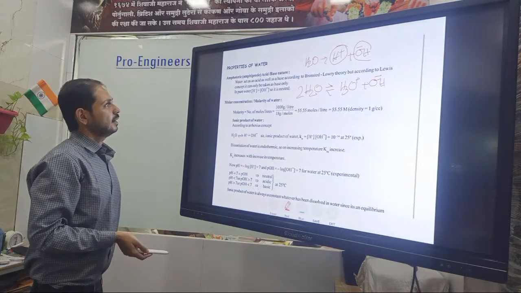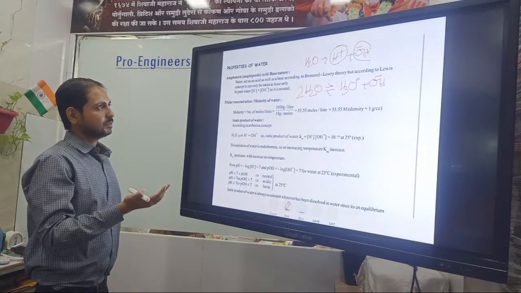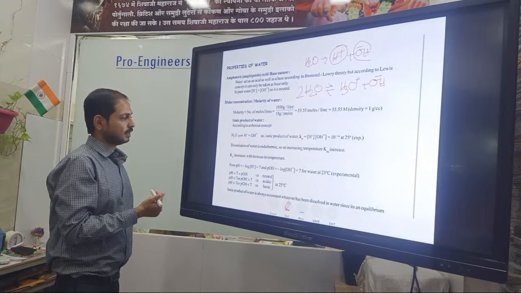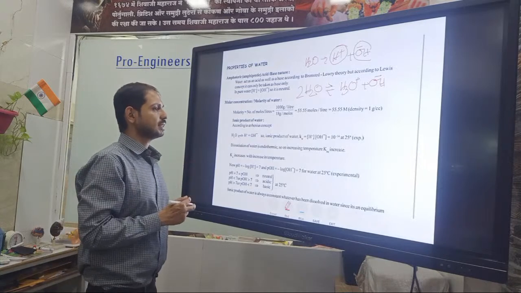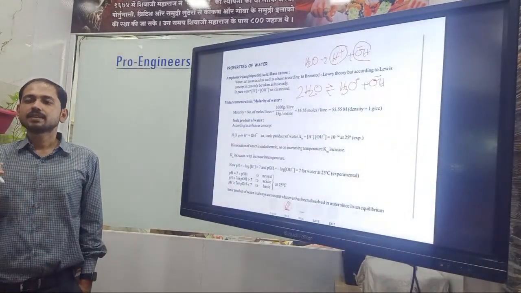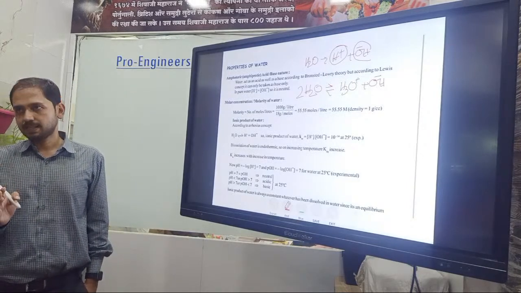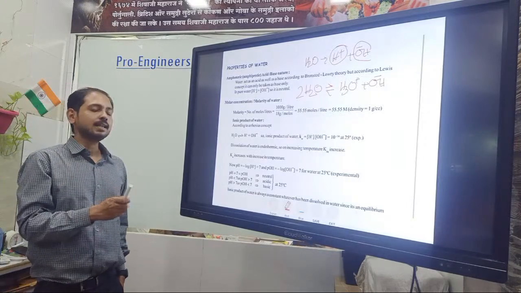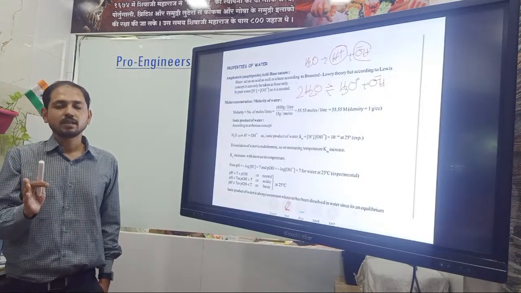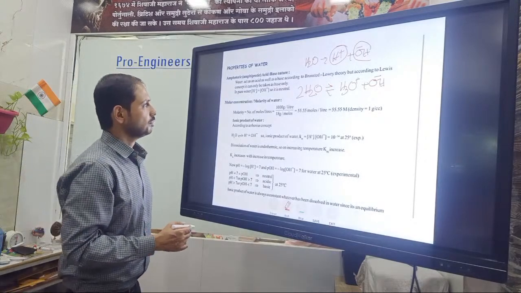Now, how much H plus and how much OH minus it gives, and what the ionic product of water is, we need to know. That will help us understand the pH scale. What do you mean by pH scale? It's a scale that helps us identify whether a solution is acidic or basic. This pH scale comes from water only and is applicable in the water solvent only, so we need to understand the ionic product of water.